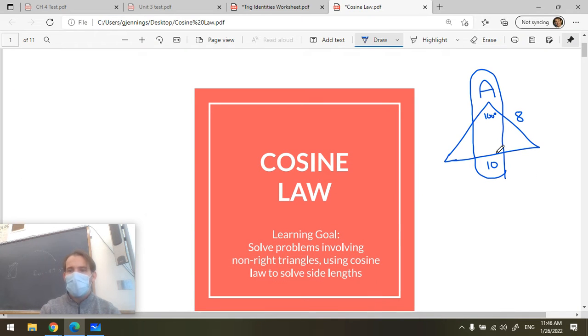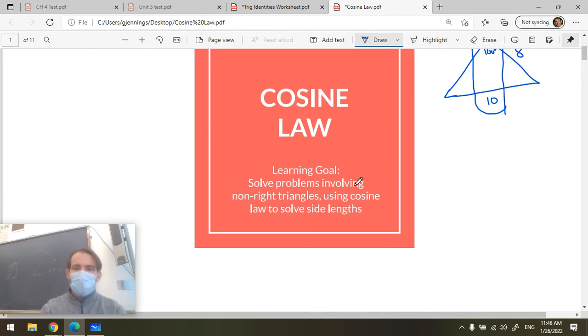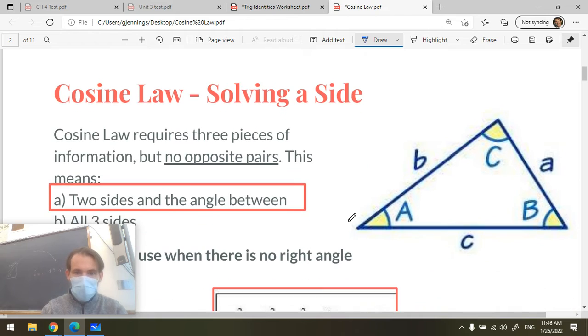Okay, so when I have an opposite pair of angle and side, I can use sine law. Sine law is much simpler than what we're going to look at today, which is cosine law. We are going to learn how to use this to solve side lengths and to solve unknown angles. So let's take a look. Let's get right into it.